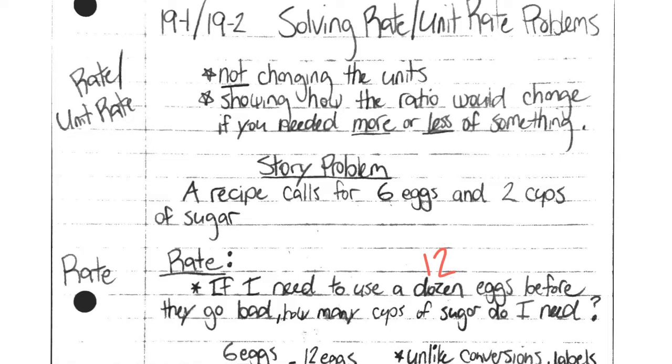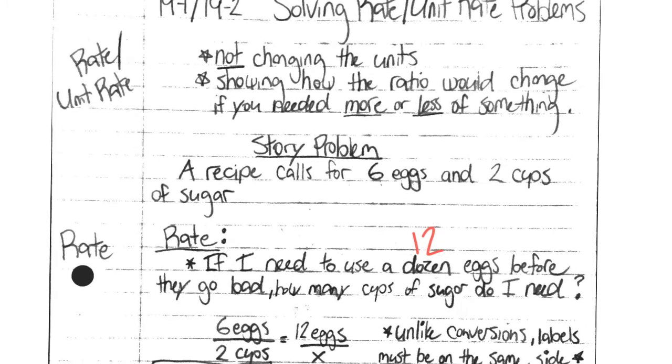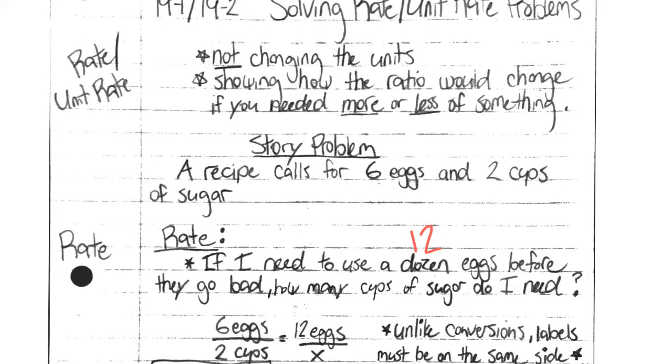For this, we're going to set up 2 ratios that are next to each other. So what I'm going to do is put my 6 eggs for every 2 cups, which is what they gave us at the beginning. I just wrote the ratio that they gave me in the story, 6 eggs for 2 cups of sugar. Now, what we're changing is our amount. So instead of 6 eggs, we're going to do 12 eggs.